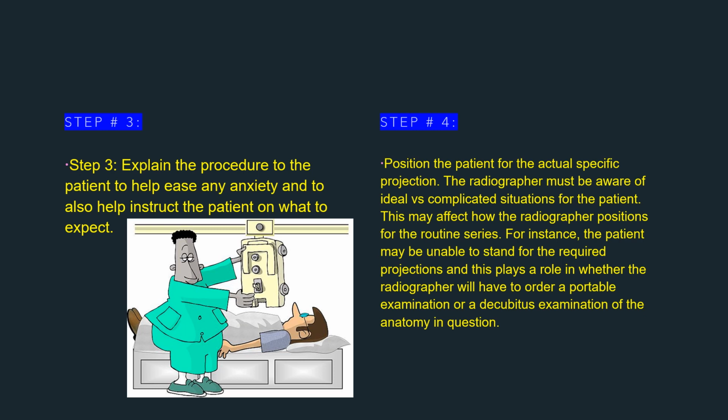And then the next step is number 4, which is to actually position the patient for the specific projection, whether that be a PA posterior-anterior projection or an AP anterior-posterior projection. The radiographer must be aware of ideal versus complicated situations for the patient. This may affect how the radiographer positions for the routine series. For instance, the patient may be unable to stand for the required projections, and this plays a role in whether the radiographer will have to order a portable examination and actually come to the patient's room, or a decubitus examination, which really is to visualize any possible air fluid levels, which could indicate a particular pathology.